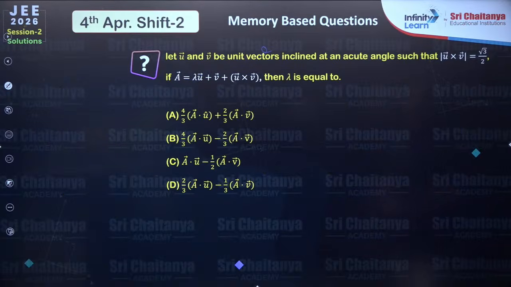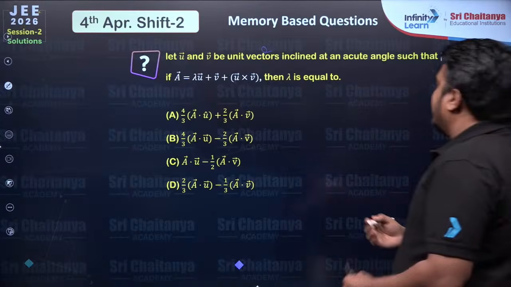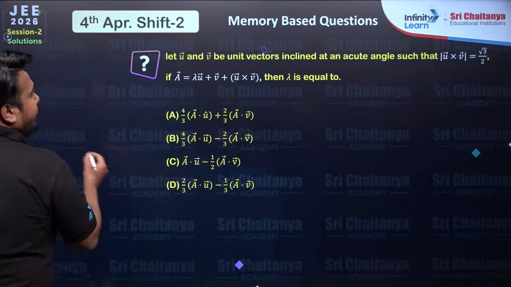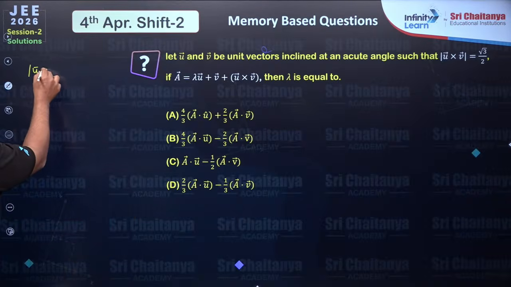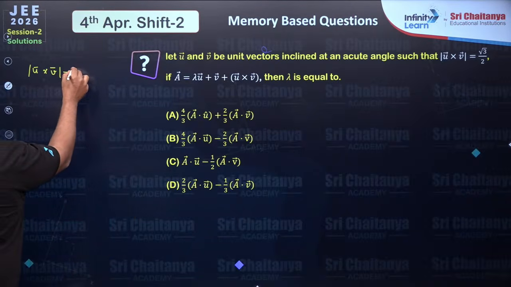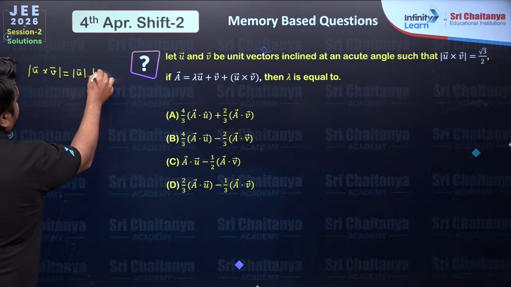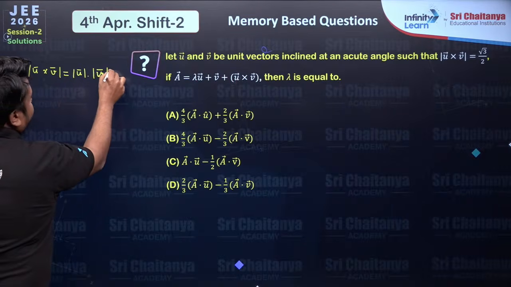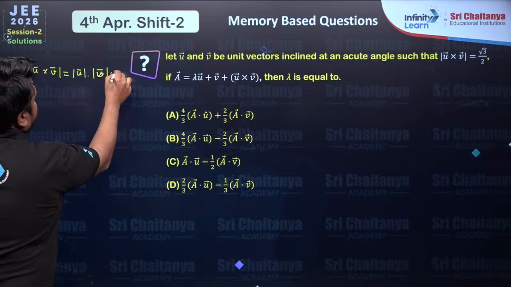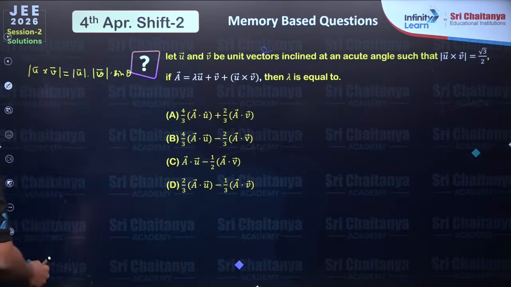So let's move on to the next problem. Let u bar and v bar be two unit vectors inclined at an acute angle such that the magnitude of u bar cross v bar is equal to root 3 by 2, and a bar is given as such an expression, then we have to find the value of lambda, right? So let's have u bar cross v bar is equal to magnitude of u bar, magnitude of v bar into sine of the angle between them, right?